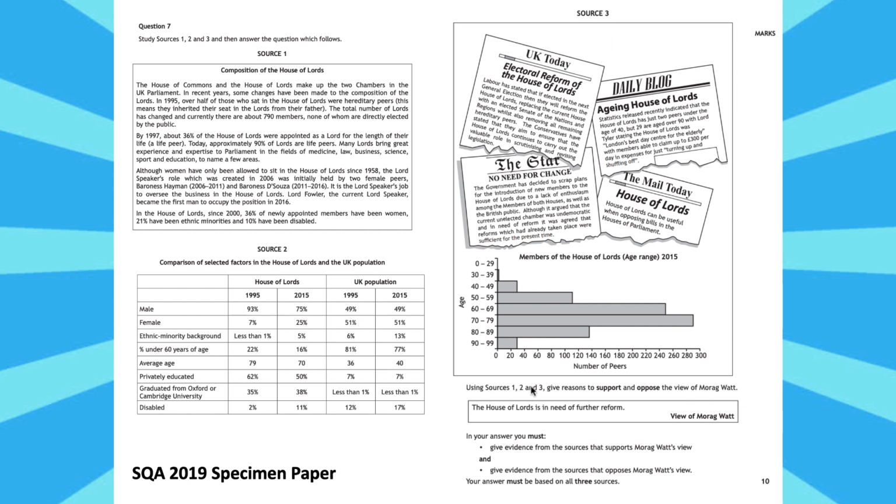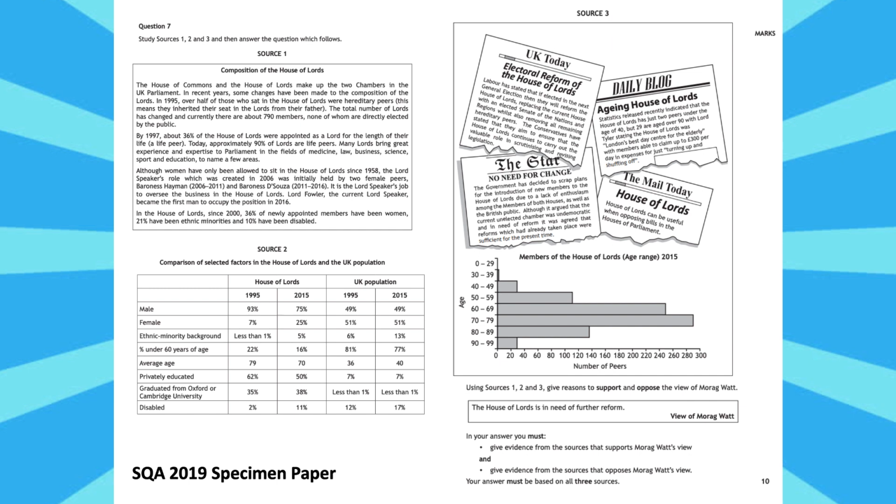So, we see here that the statement is from Morag Watt, and she is saying that the House of Lords is in need of further reform, so that changes need to be made to the House of Lords. So that is her statement. That is what we're looking at. You need to give evidence that supports this view and evidence that opposes this view.